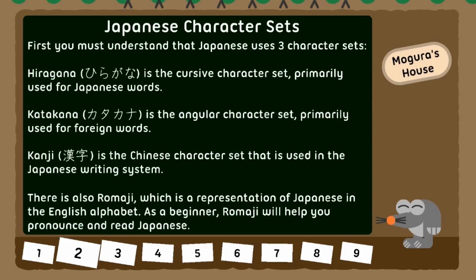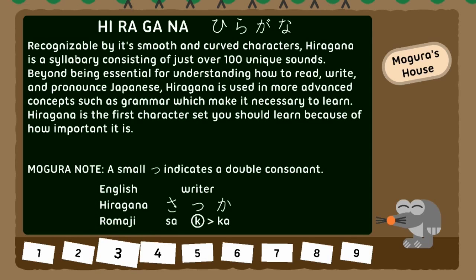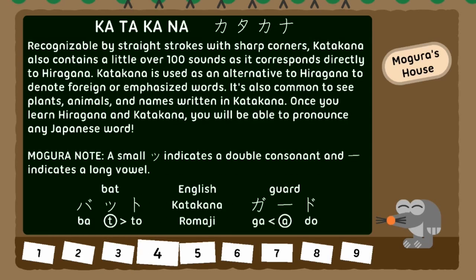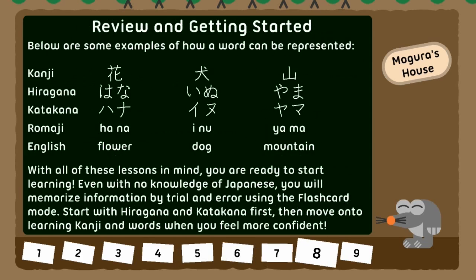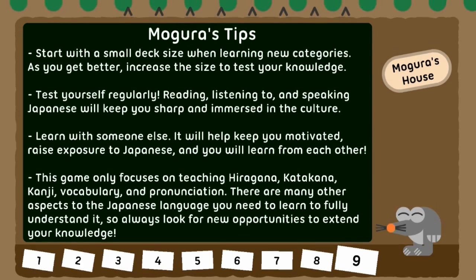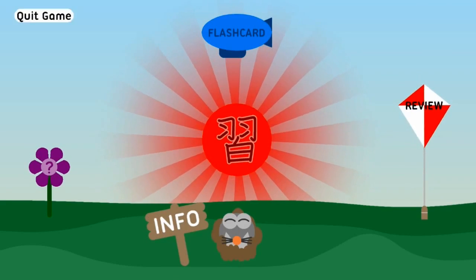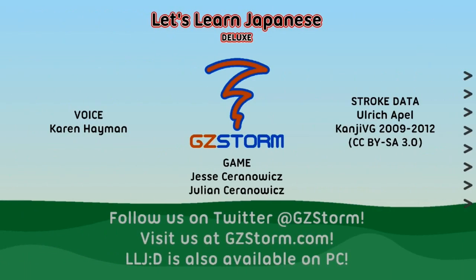on how to learn Japanese. Like there's the three character sets, hiragana, katakana, and kanji, and then romaji, which is a representation of Japanese in the English alphabet. It goes through and teaches the very basics, and it has sounds too, which the last one didn't have. That's pretty neat. It has a refined menu, and you can go over here to see the credits and who did the voice work.